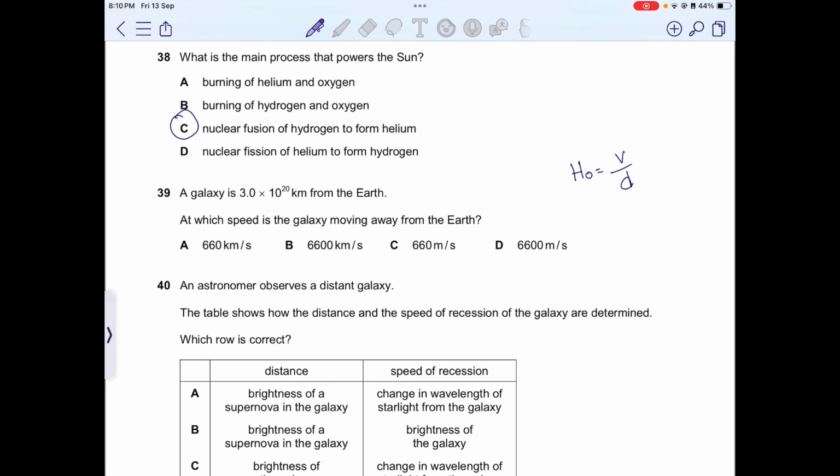So in order to find the speed, we have to multiply Hubble's constant value, which is 2.0 × 10 to the power negative 18, by the distance, which is 3.0 × 10 to the power of 20. When you multiply this, you get 600, so the closest value here is 660, so you would take this value. Moving on, we multiply the value of Hubble's constant, which you can see is given in the exam, in your syllabus and in the textbook, with the value of the distance to get the speed.